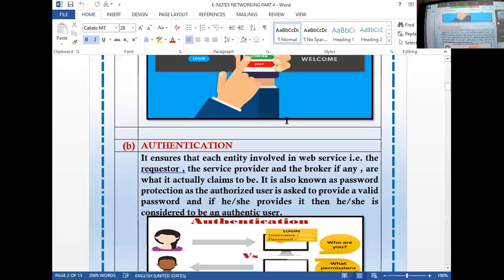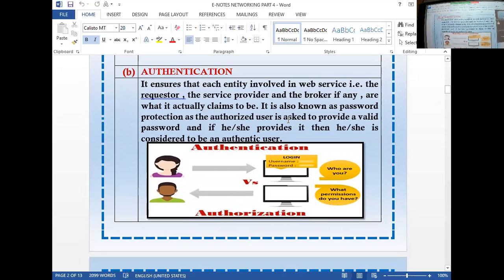Now coming to, what is authentication? Beta, in the case of authorization, how do we ensure that the user is the legal authorized user? By asking for his legal ID. How can we ensure authentication? Beta, there are three parties involved in the transaction: the requester, the service provider, and if any middleman or interface is there, then that third party.